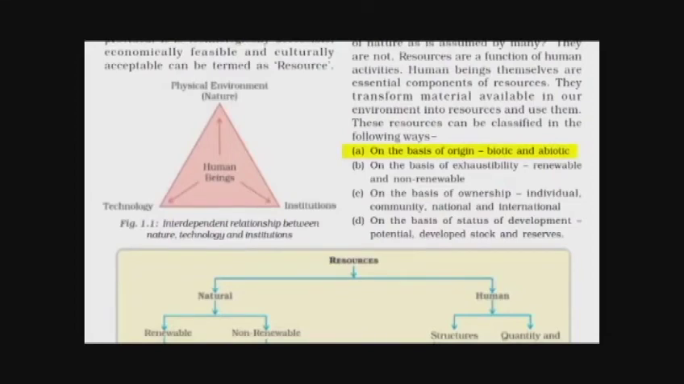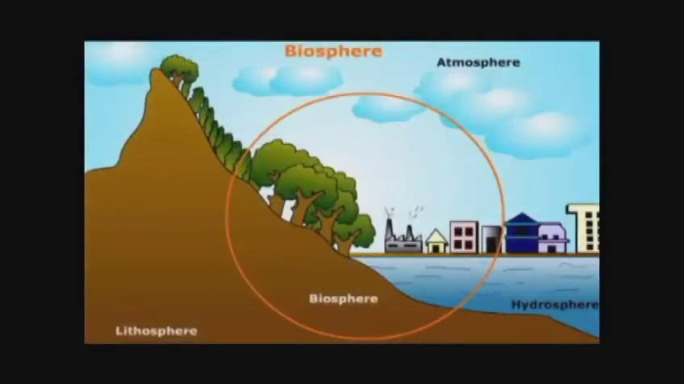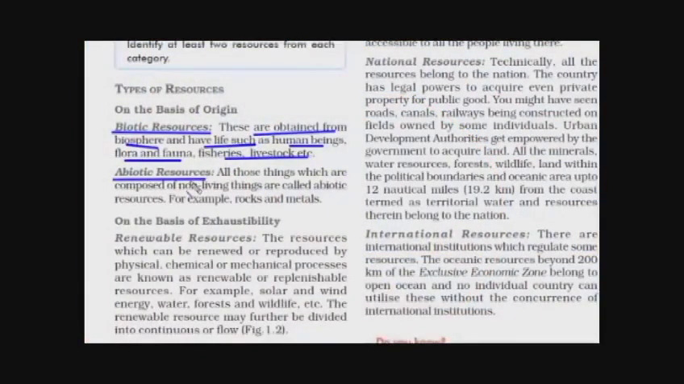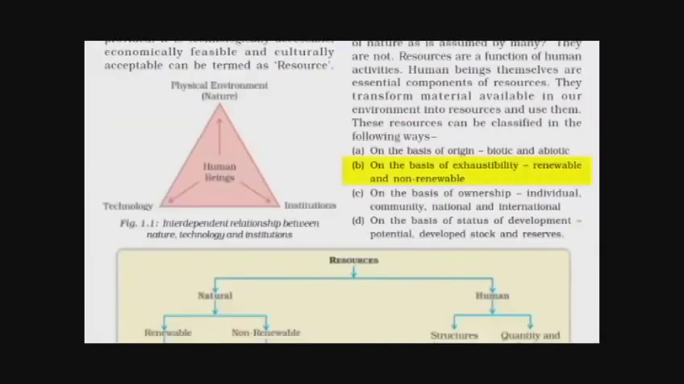Then it comes to the types of resources on the basis of origin, that is biotic resources and abiotic resources. You know what is the meaning of biotic? These are obtained from the biosphere and have life, such as human beings, flora and fauna, fisheries, livestock. That means everything that has life. Abiotic resources are non-living things. All those things which are composed of non-living things are called abiotic resources. For example, rocks and metals.